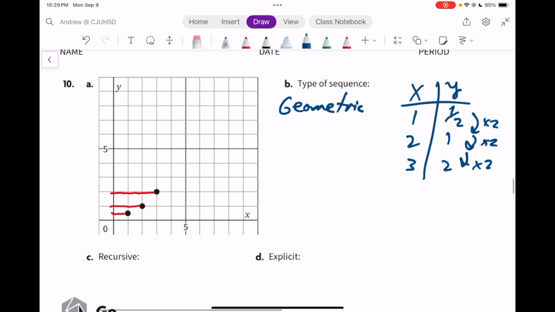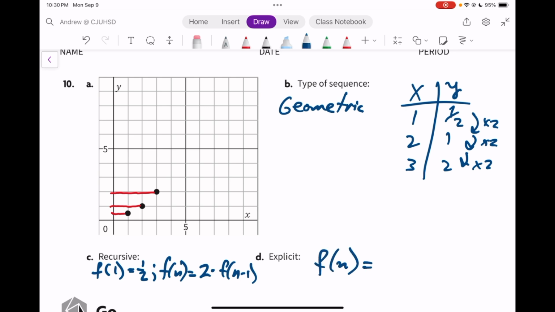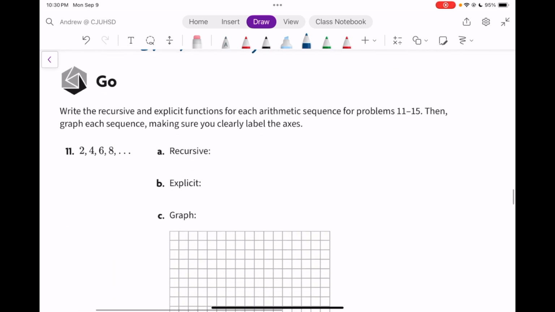And in the recursive form, f of 1 is 1/2. F of n is, let's see, 2 times the previous. And the explicit would be f of n is the beginning number, 1/2, the common ratio, 2, and the power, n minus 1, since we did start at 1. Doing good so far? Let's check out the go.